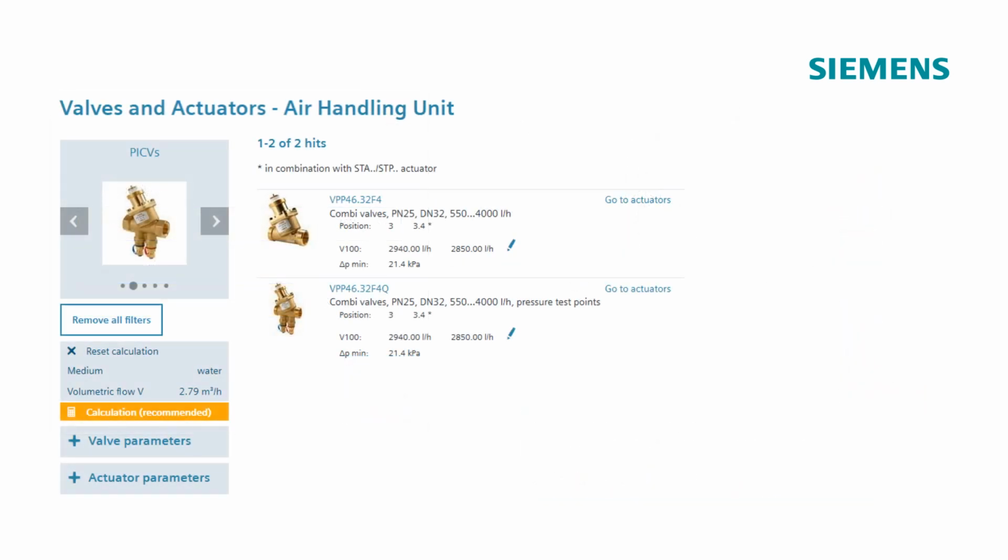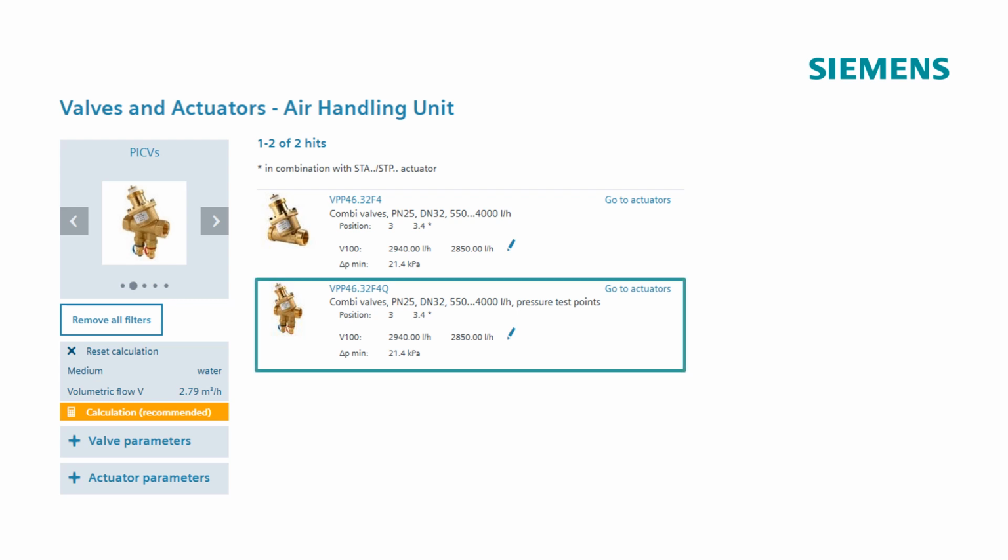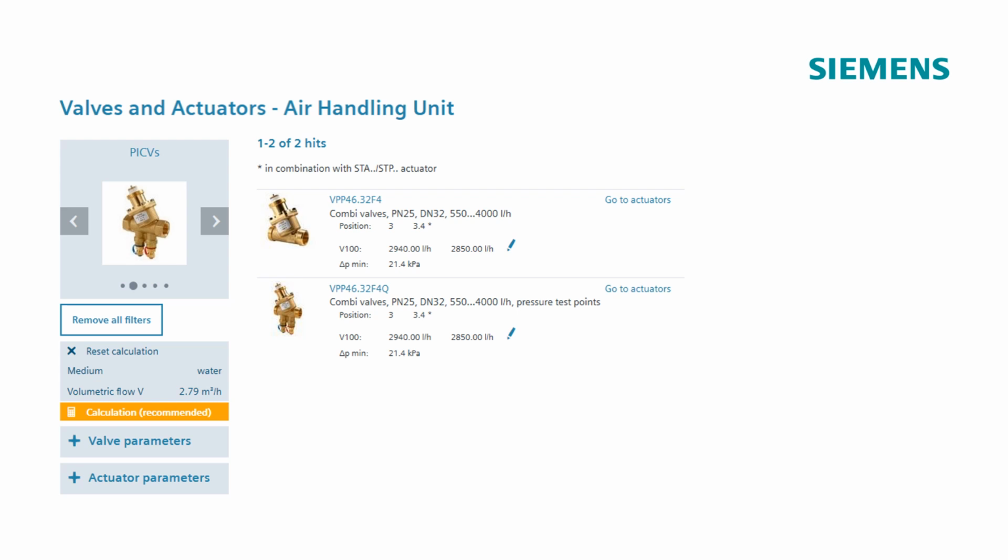Based on the volumetric flow calculation and with suitable valve parameters for the reheating coil, a list with 2 valves results. We select the valve VPP46.32F4Q. Additionally, a suitable actuator is being selected with the same parameters as for the cooling coil.